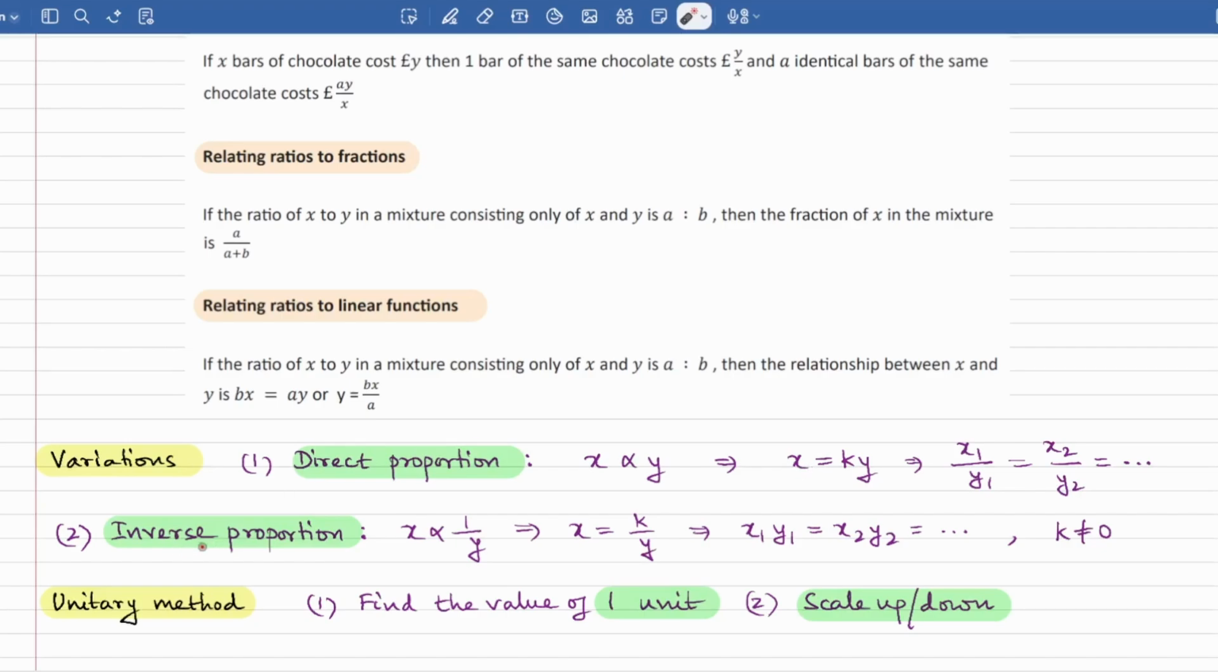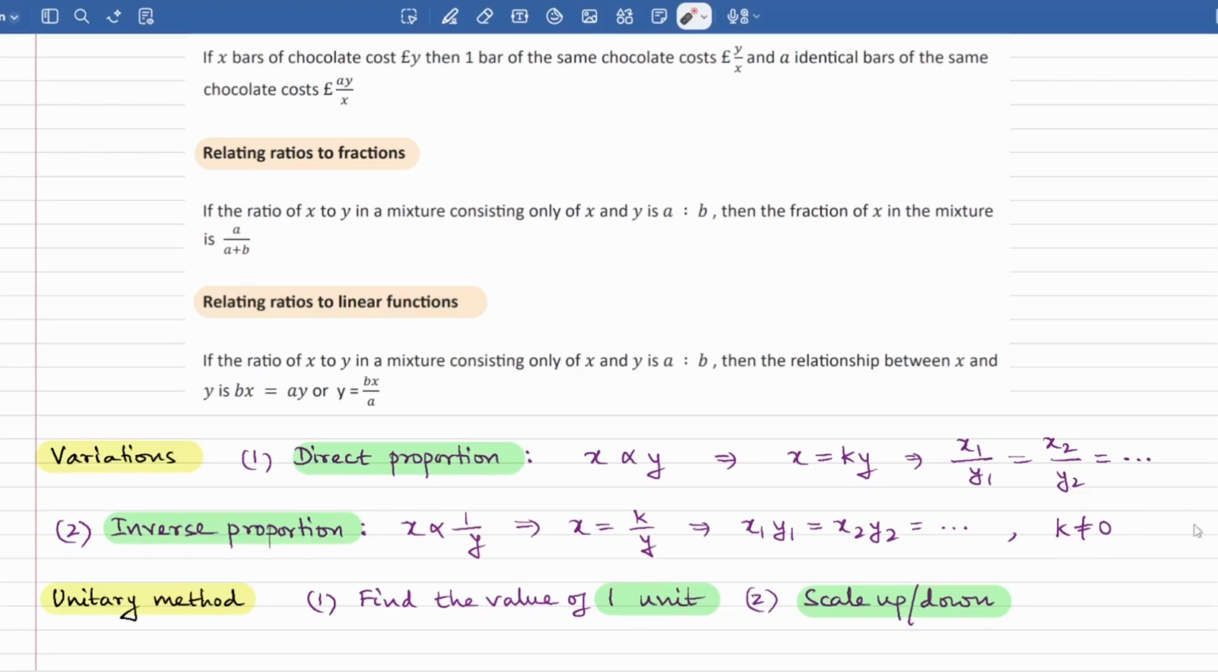Inverse proportion says x is directly proportional to 1 by y. So if you cross multiply, you will get xy is equal to k, which is the proportionality constant, right? If there are multiple observations, you will note this as x1 y1 is equal to x2 y2 is equal to x3 y3 and so on. Remember, in both of these cases, k is non-zero, because if k is zero, everything trivializes, right? So we will take a non-zero constant of proportionality.